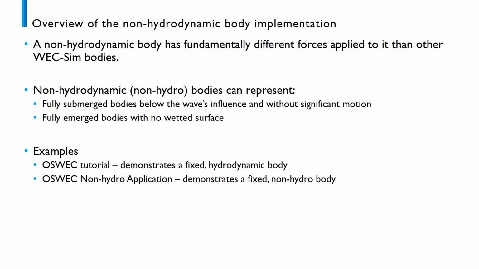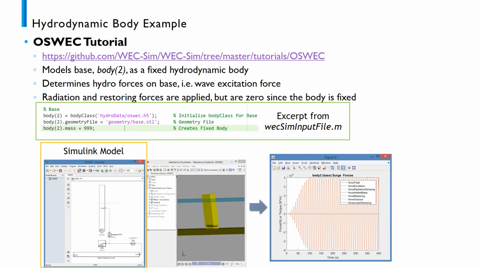Two contrasting examples are shown here, a fixed hydrodynamic body and a fixed non-hydrodynamic body. The WEC-Sim OSWEC tutorial is a two-body simulation containing a hydrodynamic flap, which rotates about a joint, and a base, which is a fixed hydrodynamic body. The hydrodynamic forces, like wave excitation, are applied to the base. Radiation and restoring forces are also calculated and applied, but are zero because the body is fixed and has no motion.